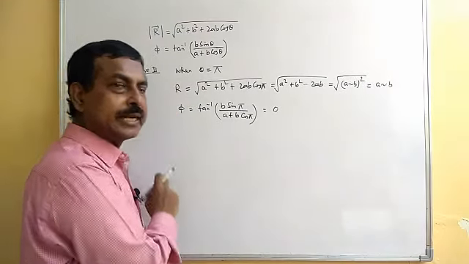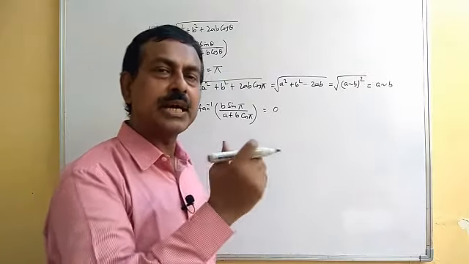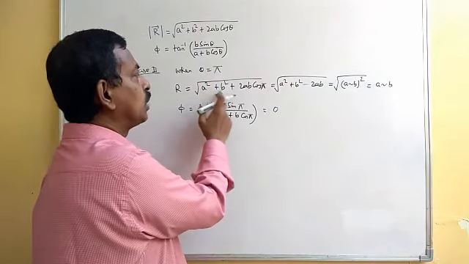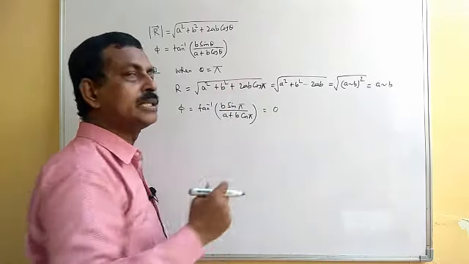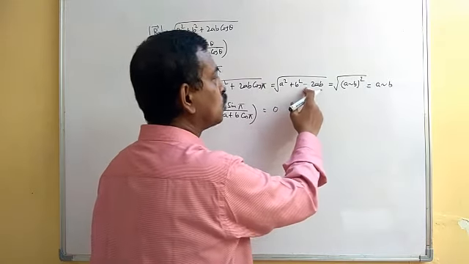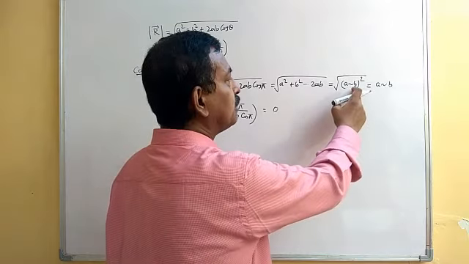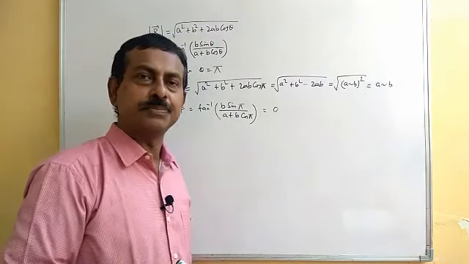Now in the second case, when theta is pi, that means the two vectors are in opposite directions. So then R will be root over A square plus B square plus 2AB cos pi. Cos pi is minus 1. So it is the square root of A square plus B square minus 2AB, and that will be the square root of A difference B whole square. That we can write as A difference B.